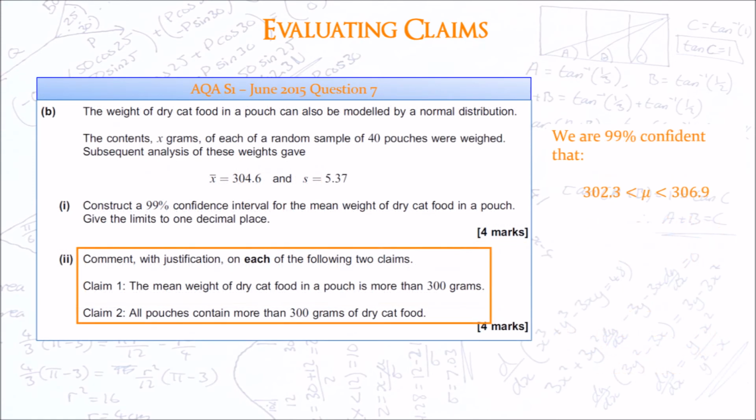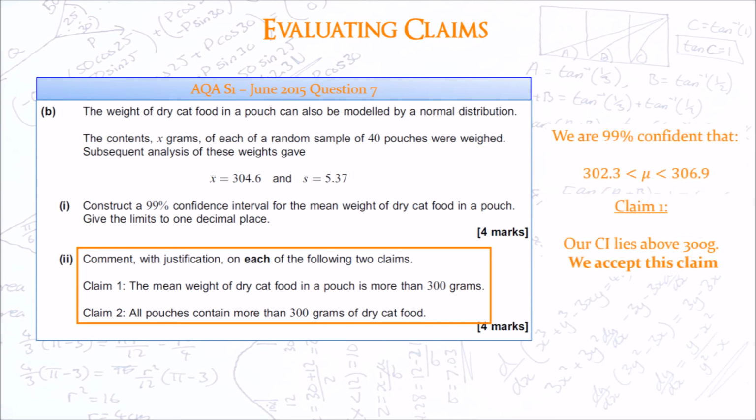In this example here, we would have constructed a 99% confidence interval, and we've got mu lying somewhere between 302.3 and 306.9. And it's saying here, comment with justification each of the following two claims. The first of which, the mean weight of dry cat food in a pouch is more than 300 grams. Now very similar to the previous question, our CI clearly lies entirely above 300 grams, so we're going to accept it. Our data backs this up.